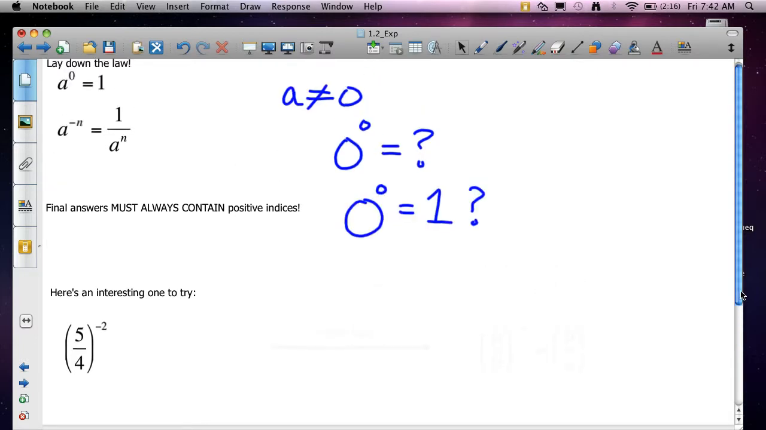Final answers must always contain positive indices. Does always mean like sometimes kind of? No, always, always, always. So if we take a look at the next rule, we have a to the negative n equals 1 over a to the n. So again, just to refresh your memories here, whenever you have a negative exponent, you can make it positive by putting it in a fraction or changing it.